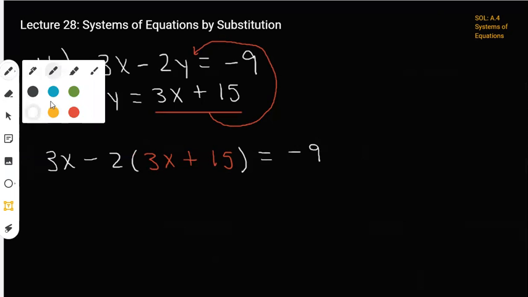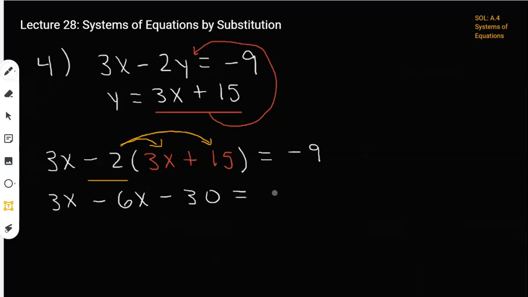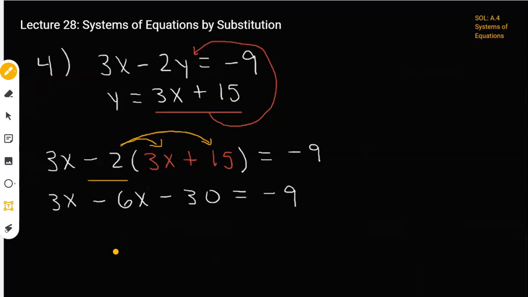Okay, so now we can do the distributive property. I'm going to underline this negative 2 right here, and I'm going to multiply this negative 2 by everything on the inside. So I'm going to multiply it by the 3x and the 15. When I do that, I get 3x. Negative 2 times 3x is negative 6x. And negative 2 times 15 is negative 30. And everything is still set equal to negative 9. So I just multiplied everything in the parentheses by the negative 2.